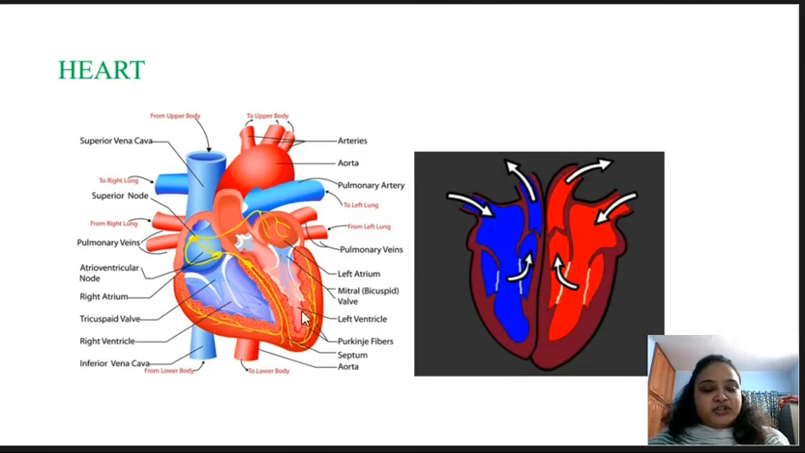Here is a detailed structure of the heart where you can see its four chambers, the above two chambers being right atrium and left atrium, the below two chambers being right ventricle and the left ventricle. These chambers are made up of a special type of muscle known as myocardium, which helps in continuous pumping for the flow of blood.